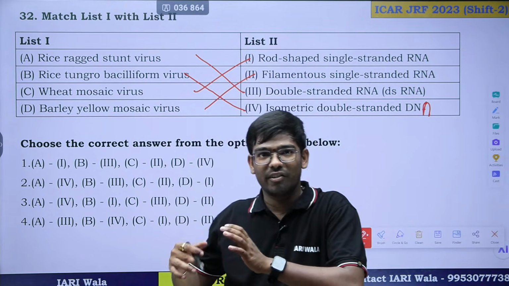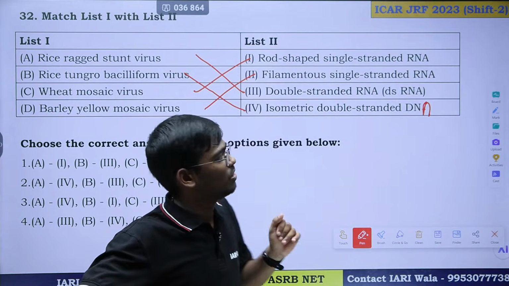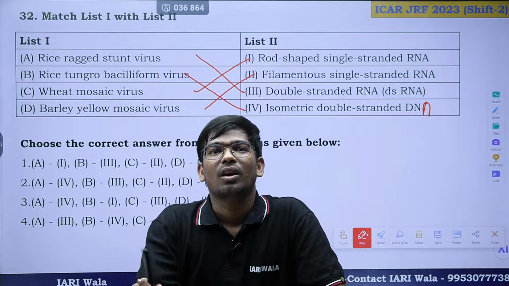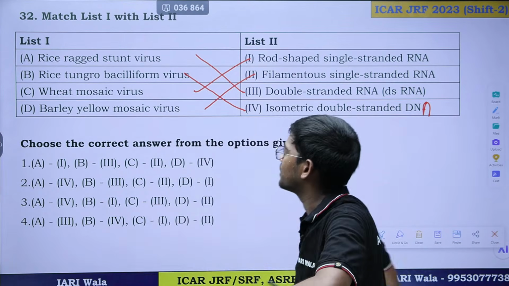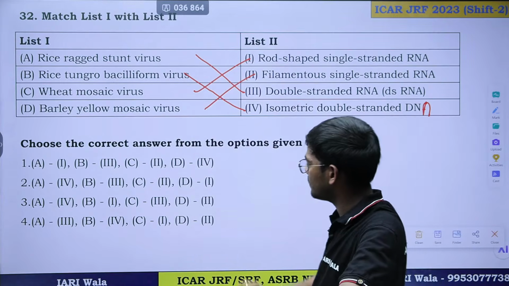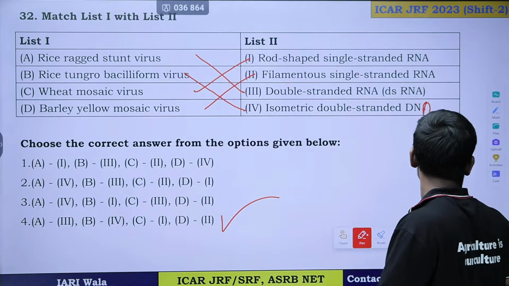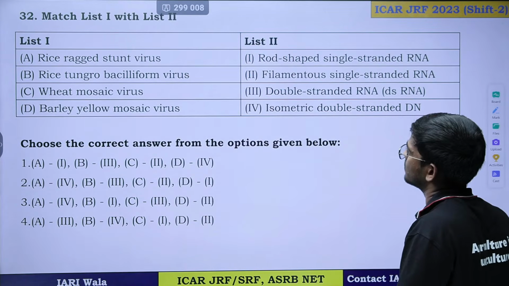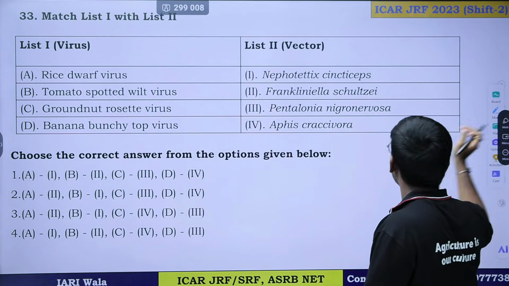Previously we were discussing the off portion. The next off portion was repeated in the 2023 paper. So it's memory based, and you need to work hard for this. Okay, question 32, again matching.